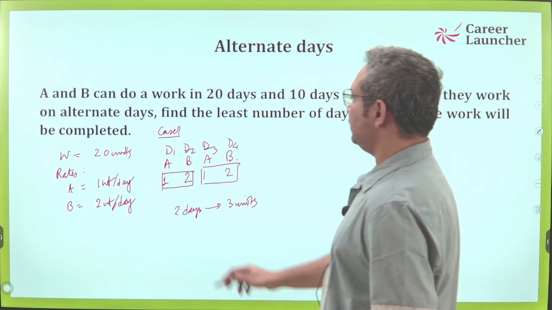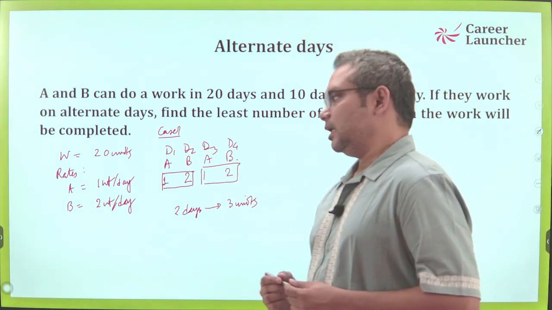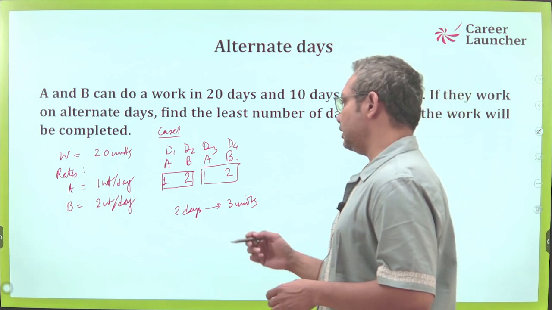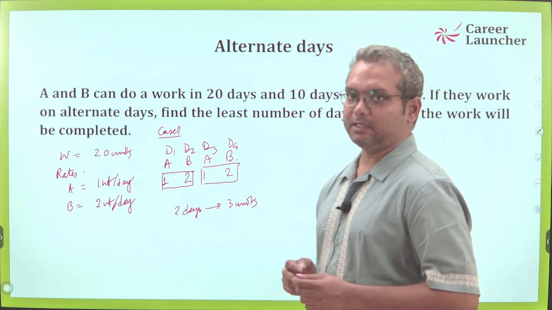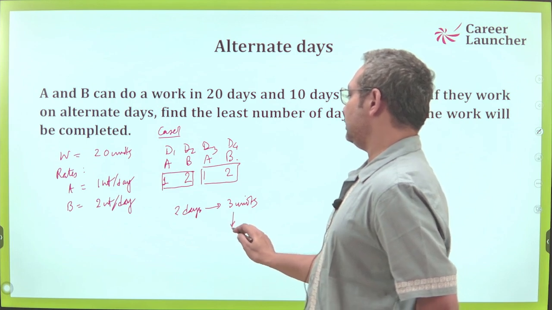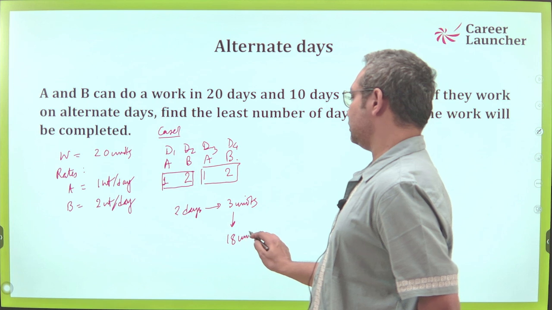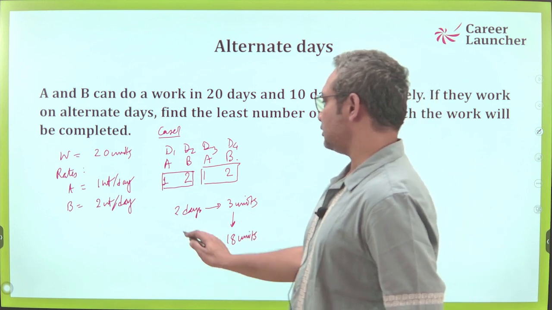Now unfortunately 20 is not a multiple of 3. So what we have to do is get it to the closest possible multiple of 3, closest to 20, okay. Multiple of 3, that is closest to 20, so 18. So if I think of 18 units, that means I have taken 6 such blocks of 3 units. So that means I would have taken 12 days.